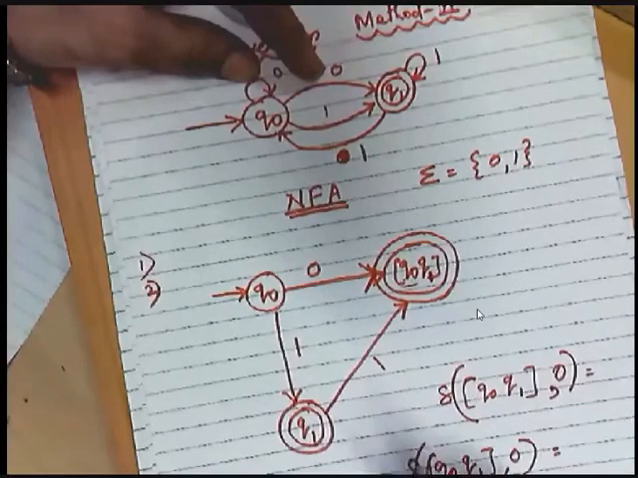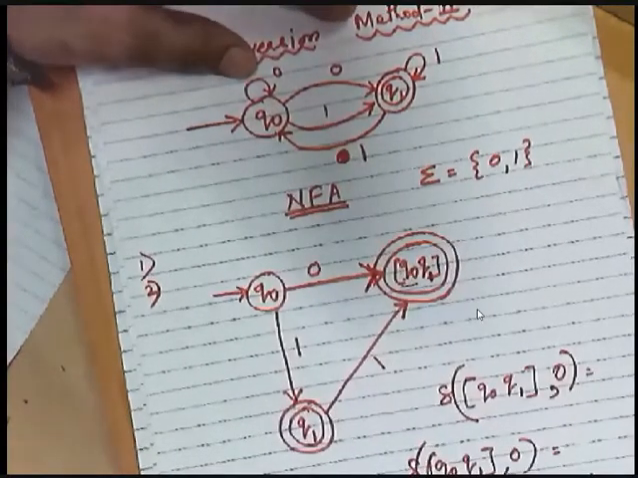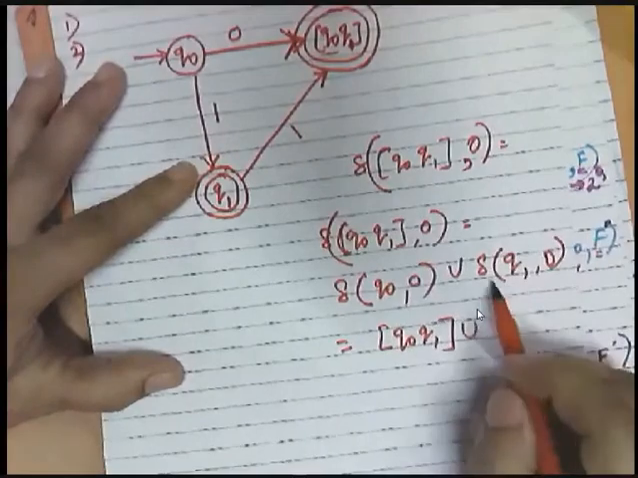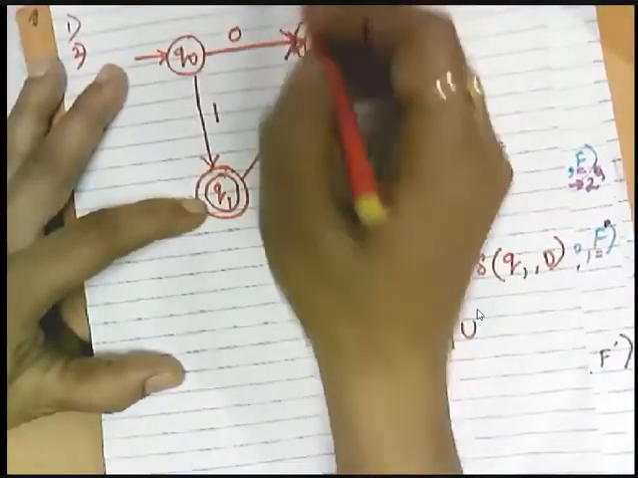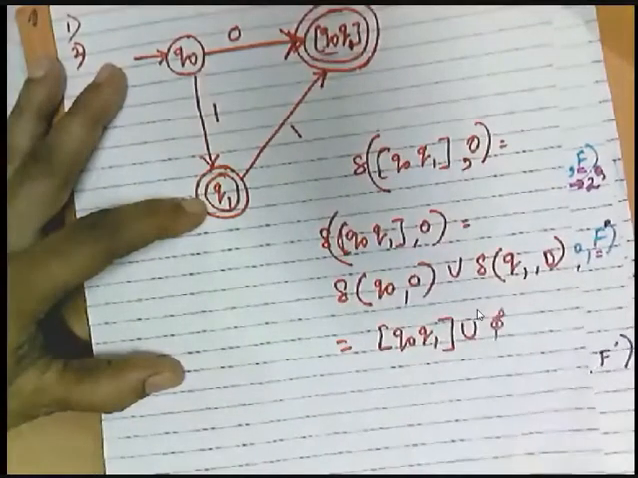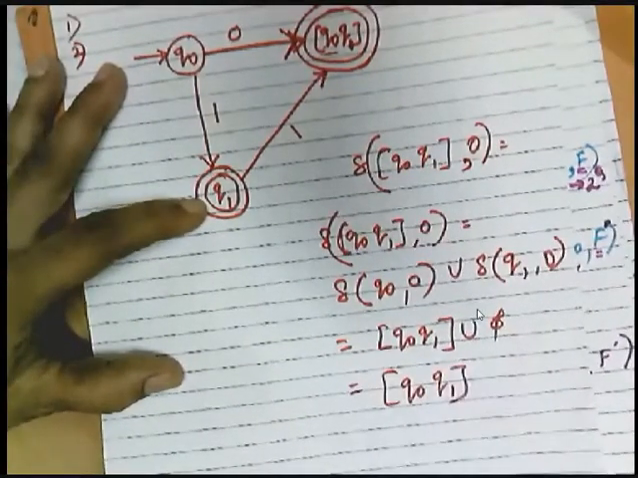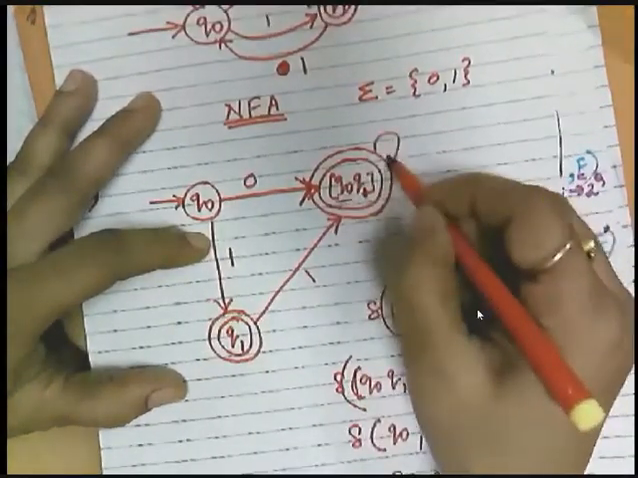So delta Q0, comma 0 is giving you state Q0, Q1, right? And union delta Q1 on 0: for Q1 on 0 there is no movement, so it is phi. So finally you are getting the state Q0, Q1. So I need to say that Q0, Q1 on 0 moves to itself.